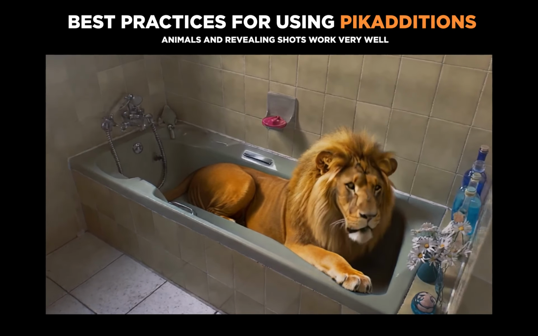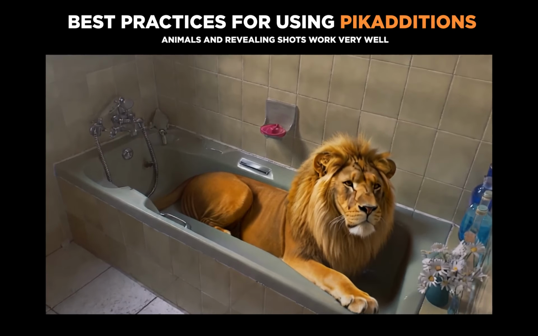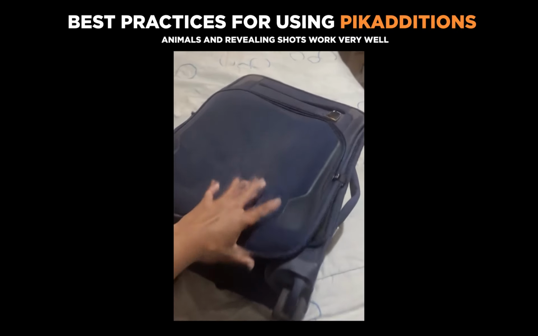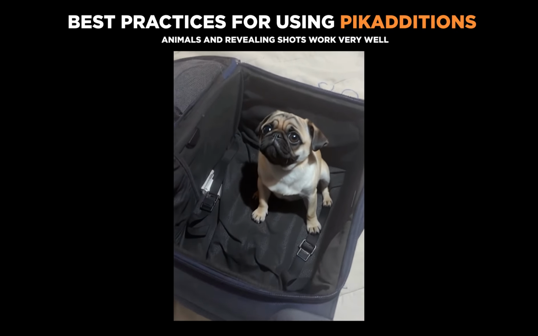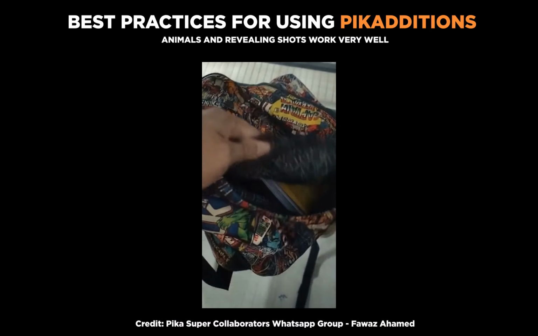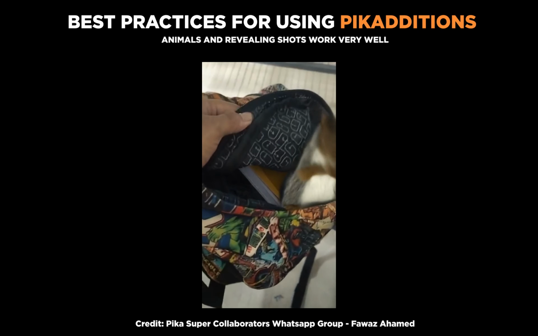This tech seems to work very well with animals, so give it a try. And any shots that reveal something, like maybe an animal's inside of a cupboard or inside of a refrigerator, those shots tend to work very well.